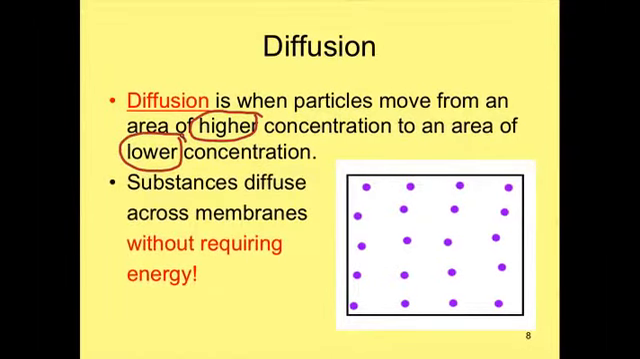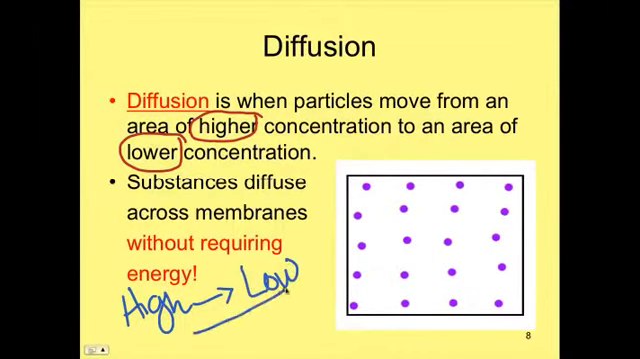Substances diffuse across membranes without requiring energy. So what this is saying is when something moves from an area of high concentration to an area of low concentration, no energy is required. Absolutely no energy, because it's going with the concentration gradient. It's a normal transition from going from a high to a low.